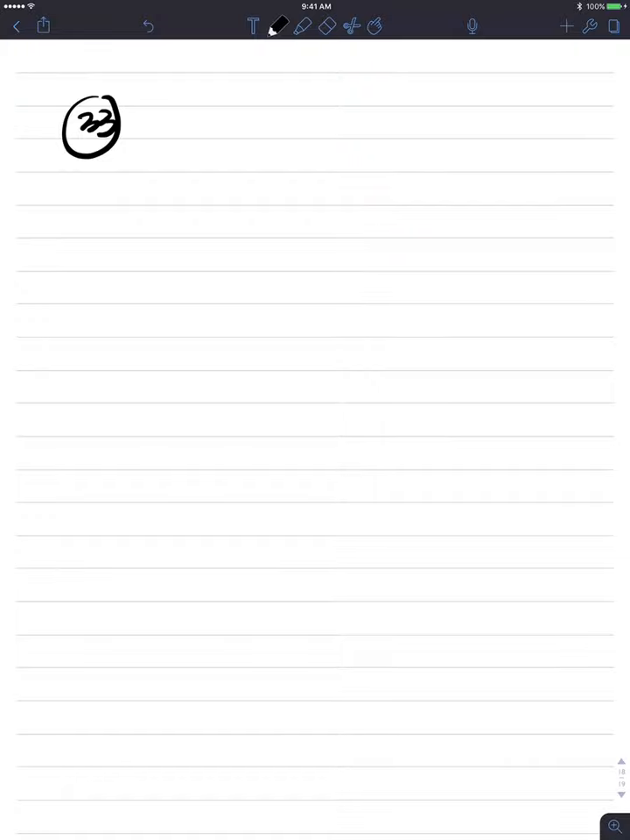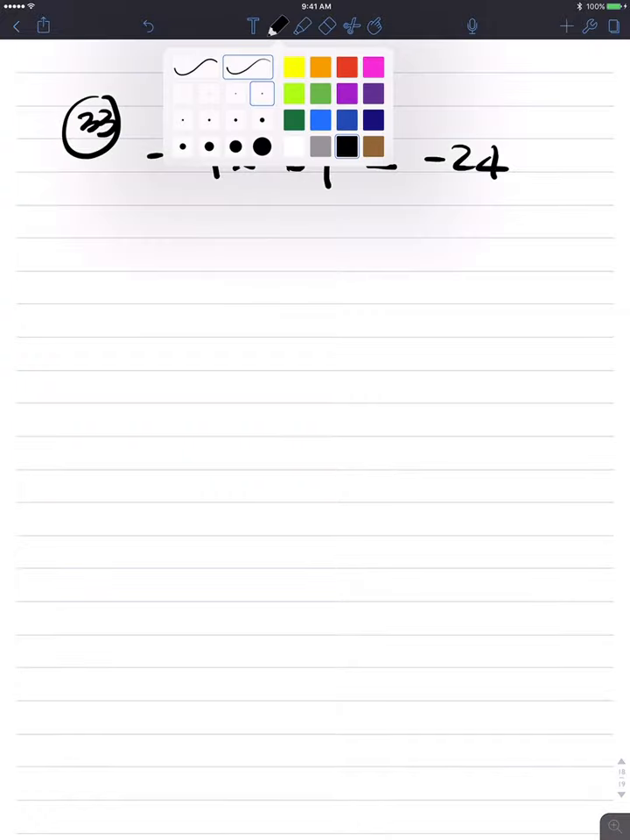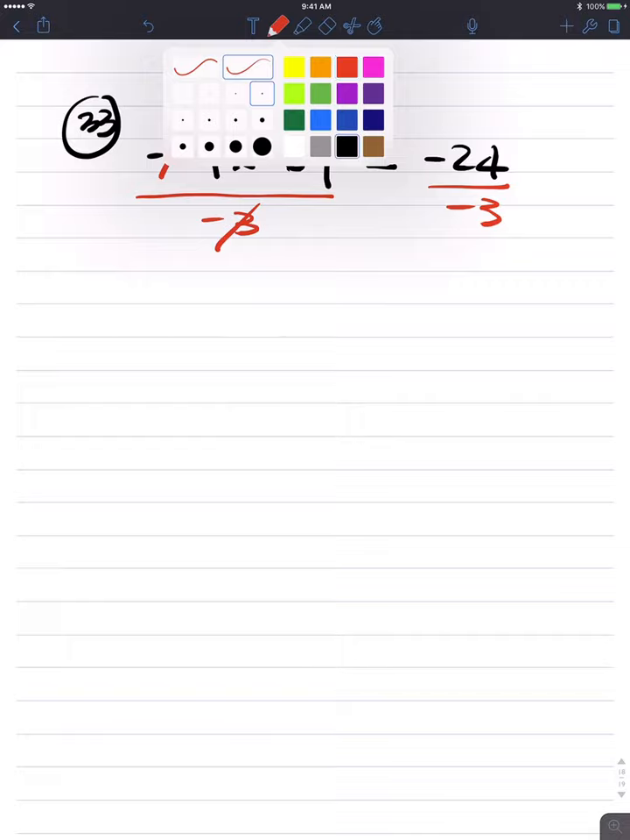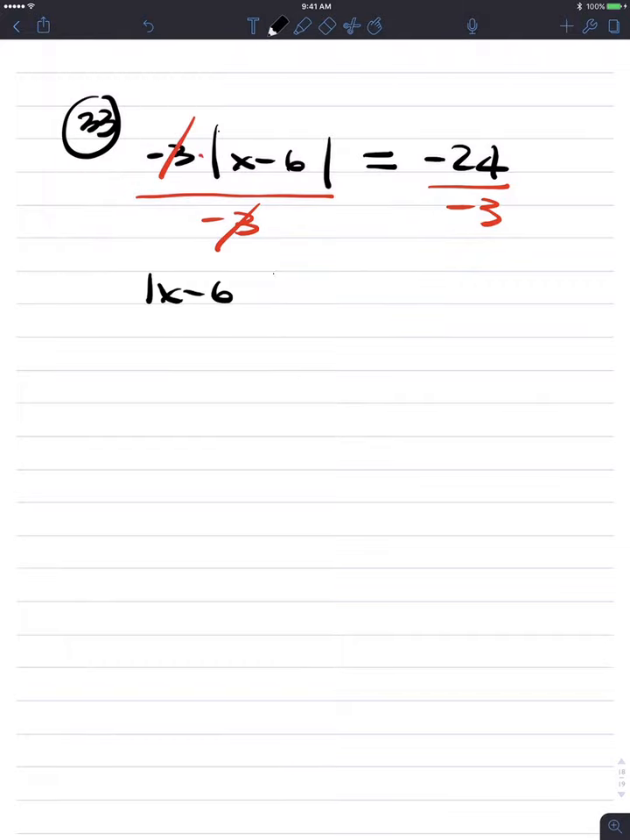Number 33, we have negative 3 times the absolute value of x minus 6 is negative 24. Notice I'm going to have to solve for the absolute value. In order to do so, I divide both sides by negative 3. Since this negative 3 outside is being multiplied to my absolute value, I'll obtain the absolute value of x minus 6 equals 8, because a negative divided by a negative is a positive. So we solved for the absolute value.